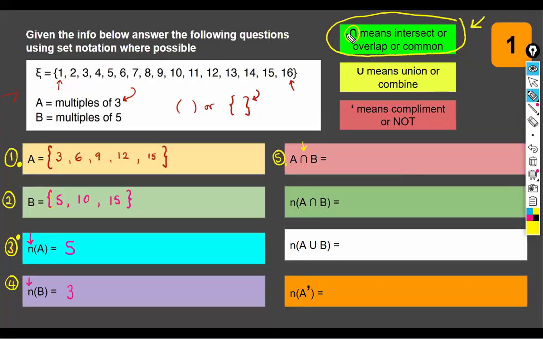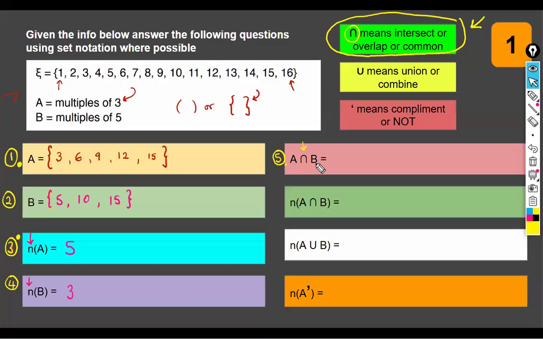So here's what I want everyone to do, just to see how much you can remember from school, because I know most people will have done this, and I'm not too sure if it's on the SEA syllabus. Correct me if I'm wrong, right? What is the answer for A intersect B, or A overlap B, or A common with B? What's the answer for that? And write the answer like how you would write it in the exam.